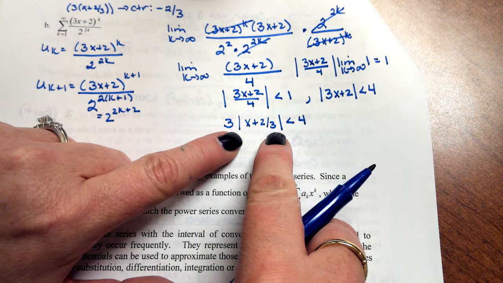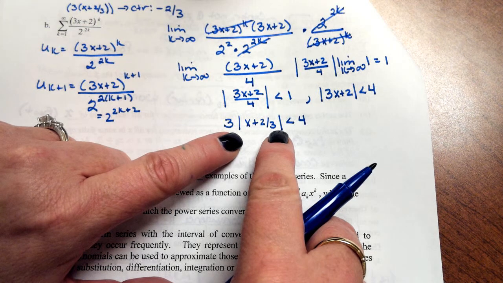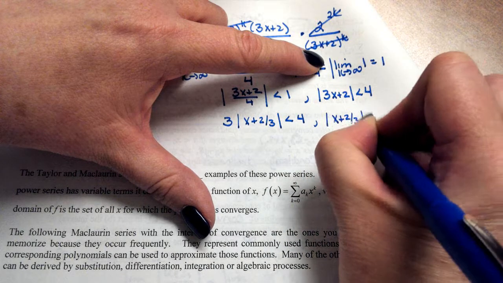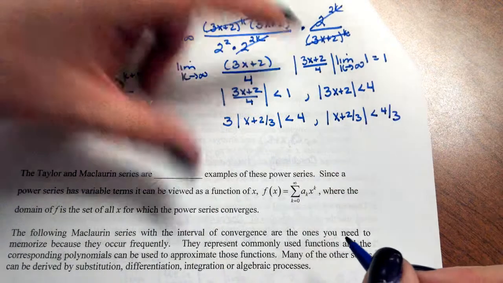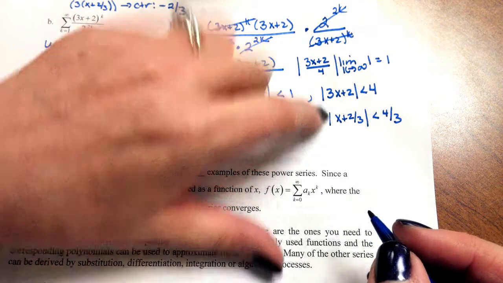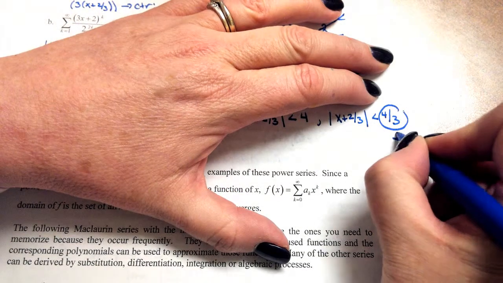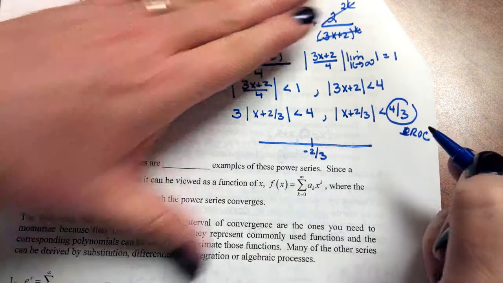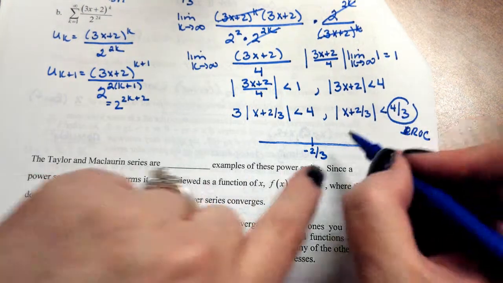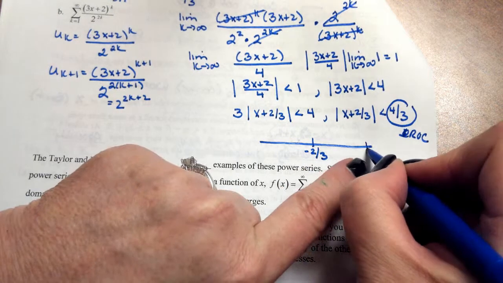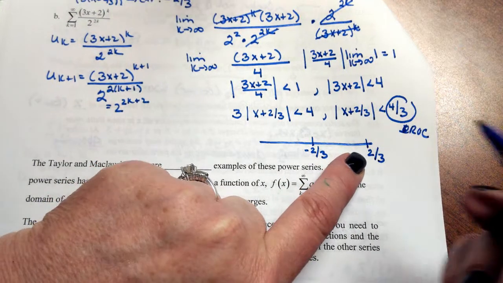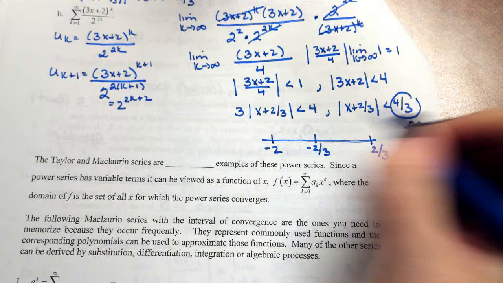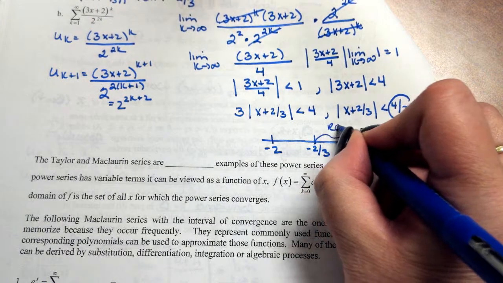Get the absolute value by itself in order to identify the radius of convergence. So I'm going to have to divide by 3. So the absolute value of x plus 2/3 is less than 4/3. As I've already mentioned, the center is at negative 2/3. This is your radius of convergence. So my center is at negative 2/3. My radius of convergence is 4/3. So if I take negative 2/3 and add 4/3 to it, that's going to give me 2/3 right here. So there's one of my endpoints for the interval. Negative 2/3 minus 4/3 is negative 6/3, which is negative 2.